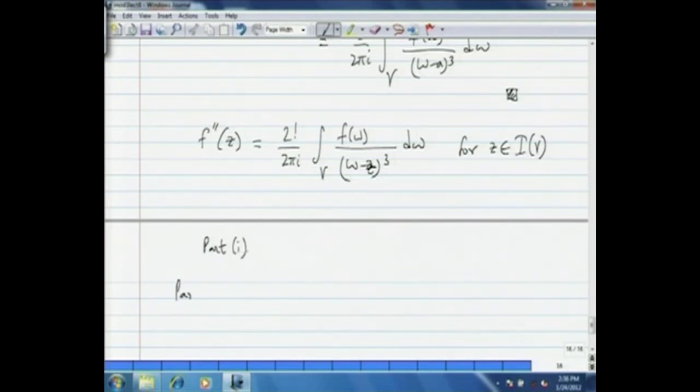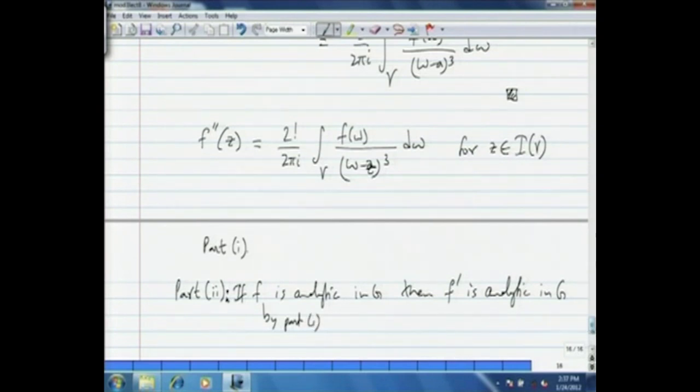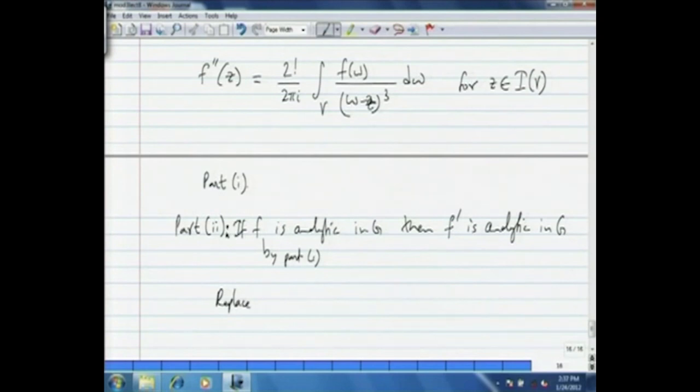Now, part 2 follows easily using part 1. What we showed is that if f is analytic in G, then f prime is analytic in G. So, this is the proof of part 2. We showed by part 1 that if f is analytic in G, then f prime is analytic in G. So, replace f by f prime in the previous statement. So, f prime is analytic in G implies that f double prime is analytic in G. So on and so forth.